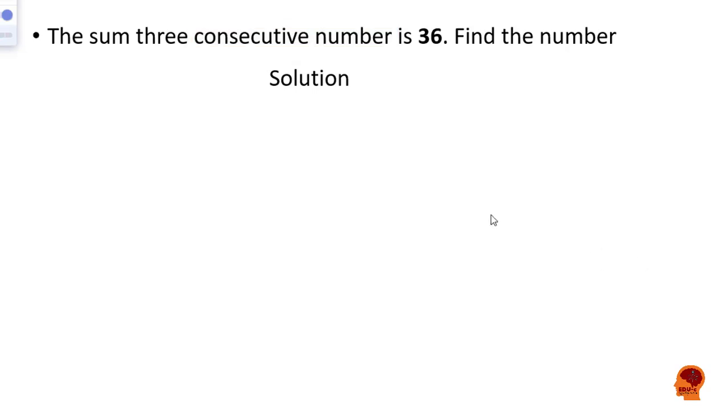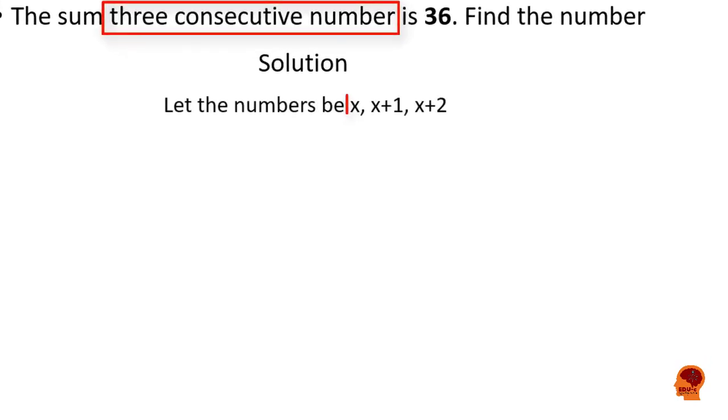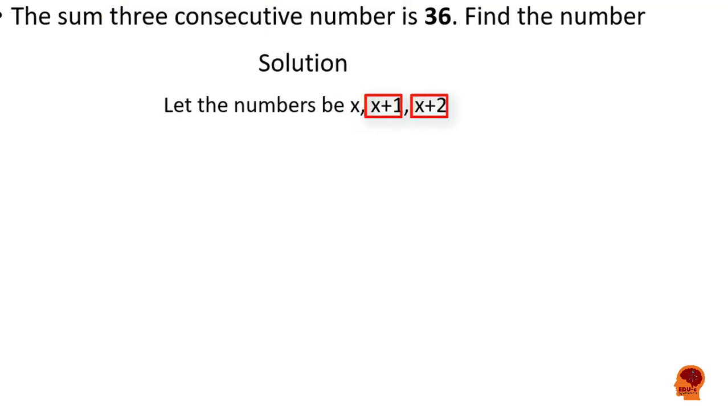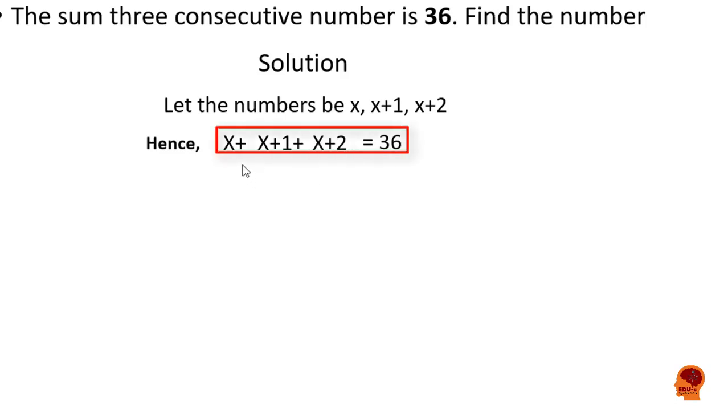Now the first thing we're going to do is make letters represent the 3 consecutive numbers, and then you're going to have x, x plus 1, and x plus 2. Now these letters are going to represent our 3 consecutive numbers. Take note. Okay, so we're going to add them, because it says the sum of these numbers equals what? 36, sorry. So we're going to have it this way: x plus x plus 1 plus x plus 2 equals 36. Do not forget.